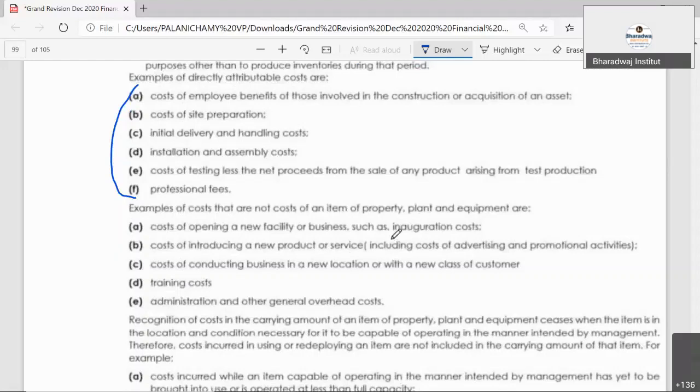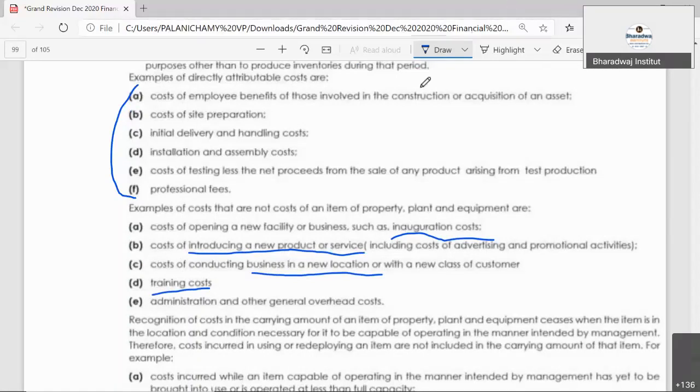So if you spend any money for opening the plant, that should not be included. Any money spent for introducing a new product, that should not be included in cost of any asset. If you are shifting the business into new location, that should not be included.